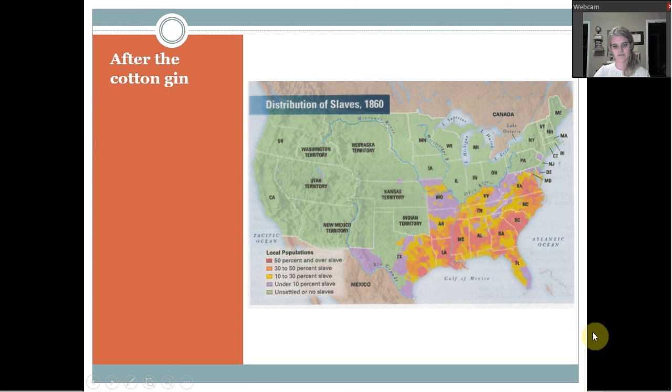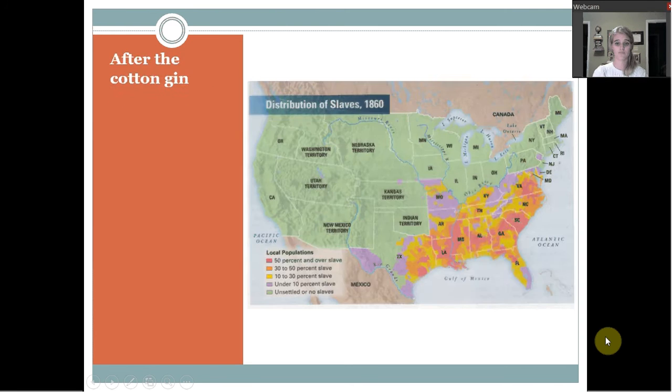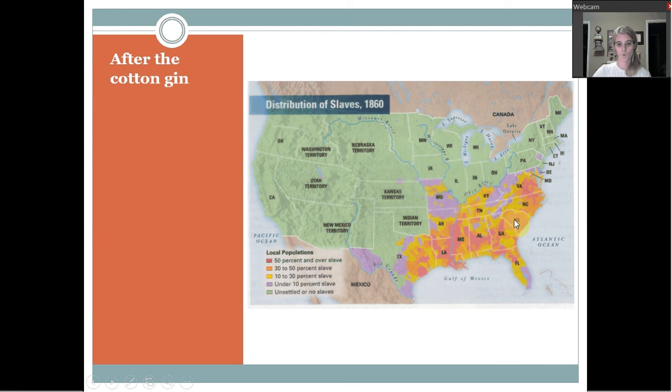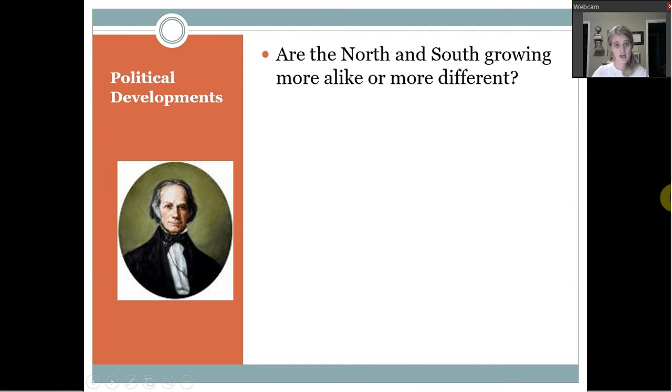After the cotton gin, whoa, what do you see? What happened to slavery with the cotton gin? Well, it's pretty obvious. Slavery grows and starts to expand westward, right? Look at this map. It was right here, very isolated. Now it's, right? So slavery starts to grow, expands westward. The value of slaves increases. Slaves start to become more profitable, so you can sell them for higher prices.